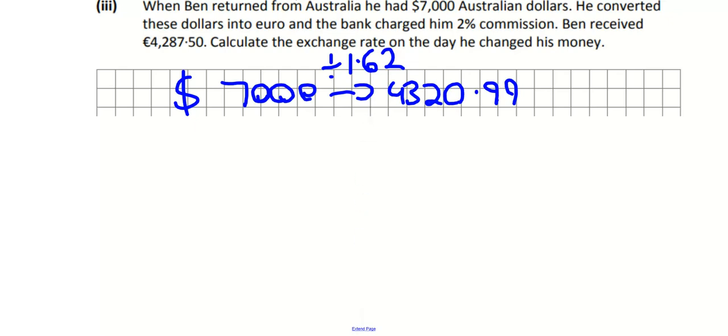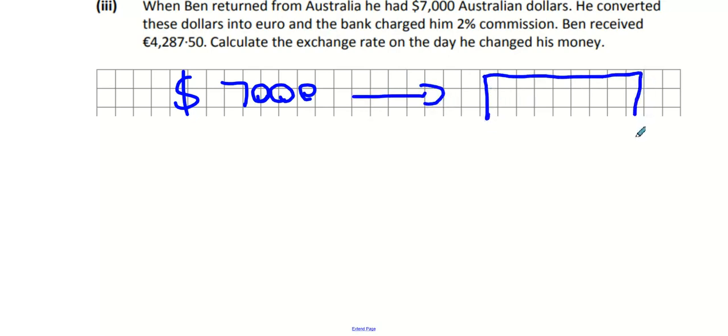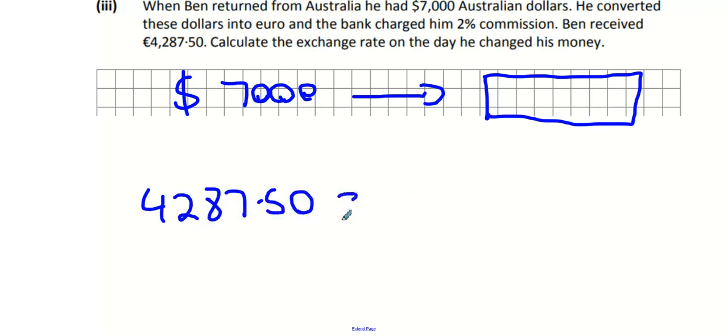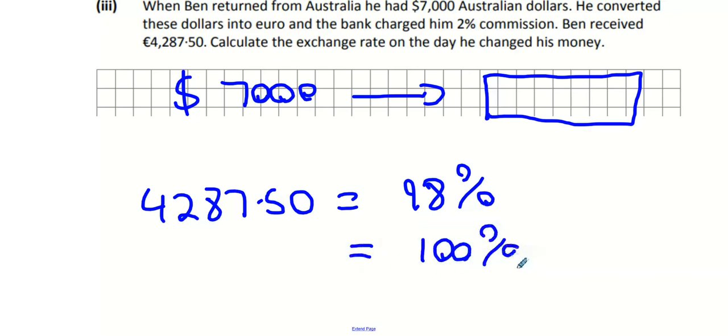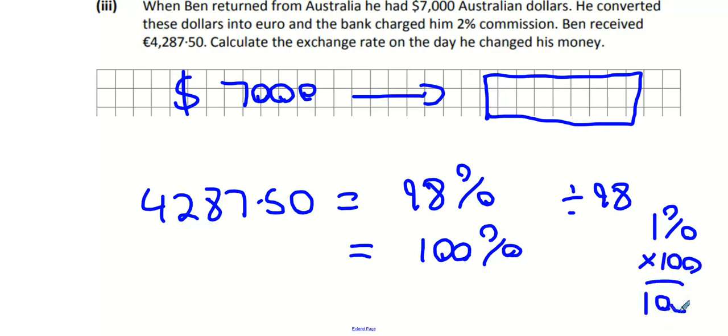We actually don't know what the exchange rate is, so that's my fault. Give me a second. So would you agree there's a missing part here? We don't know what the exchange rate is. Would you agree with that? Now, would you also agree that 4,287.50 is actually 98% of your money? How do I know that? 2% was removed. How'd you find out what 100% is? Divide by 98 to find out what 1% is, and then multiply by 100 to find out what 100% is.